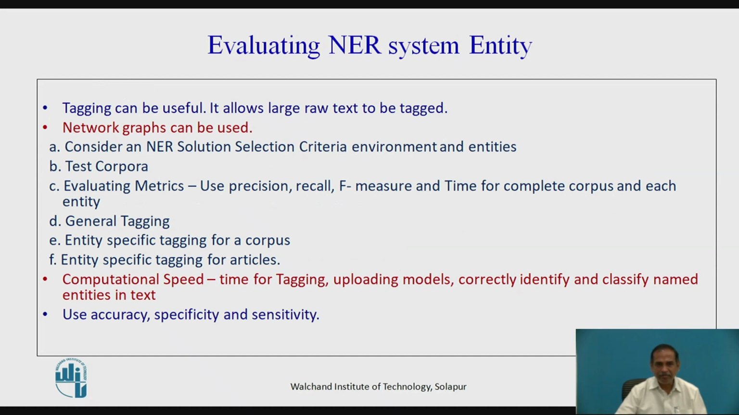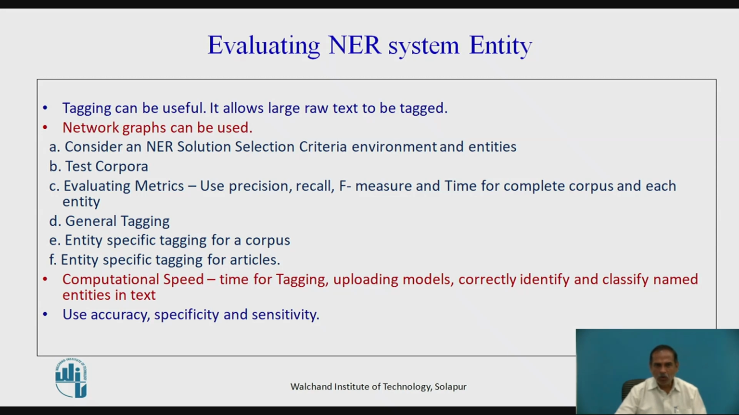Evaluating such systems for their entities becomes a question of concern. The tagging can be useful. It allows very large raw text to be tagged, and we can use network graphs. These network graphs also have specificities which we have to keep into account, like considering the NER solution selection criteria and the environment and the entities associated.